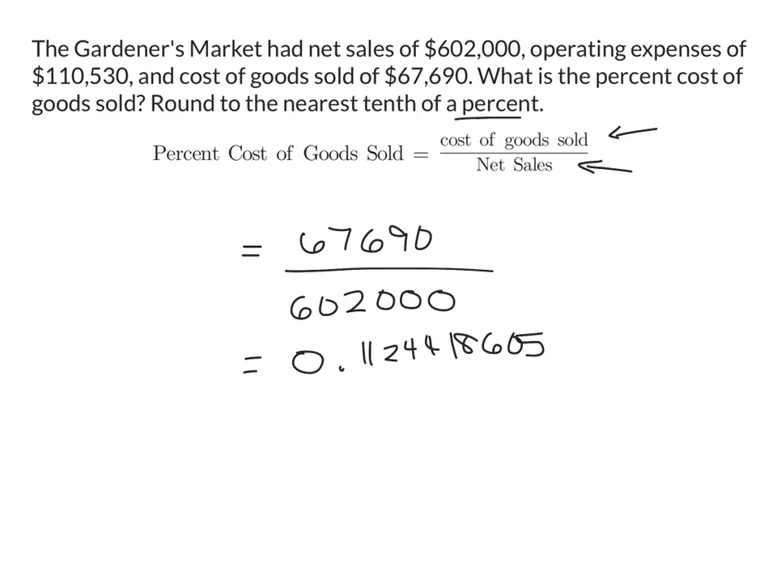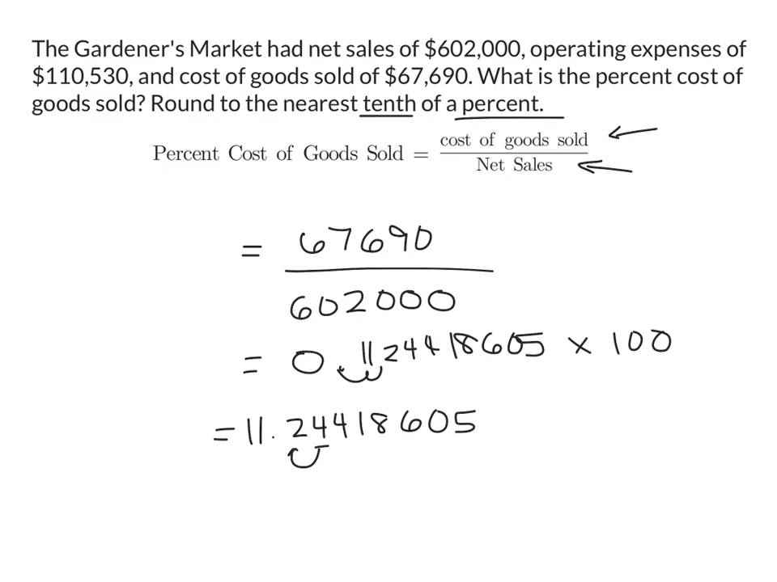So that means we first need to convert this to a percentage. And we'll do that by multiplying by 100. That moves the decimal 2 places to the right. So I have 11.24418605, and I want to round to the nearest tenth, which means 1 decimal place. Since the 4 is less than 5, I leave the 2 as is, so my final answer is 11.2%, and that is the percent cost of goods sold.